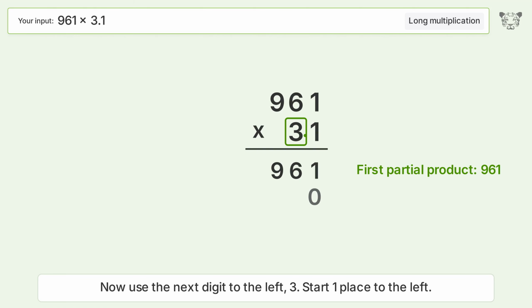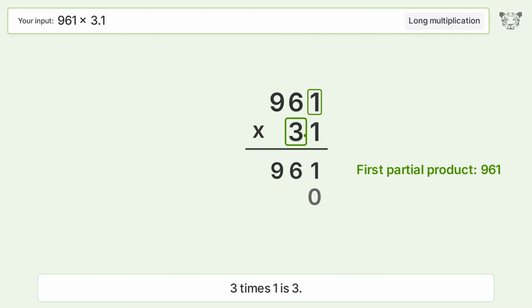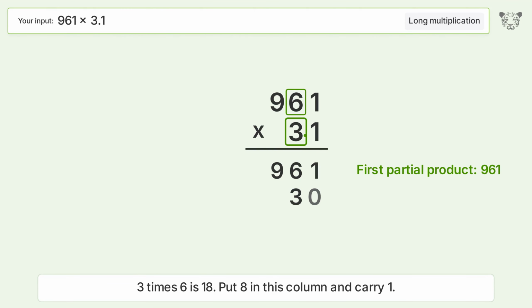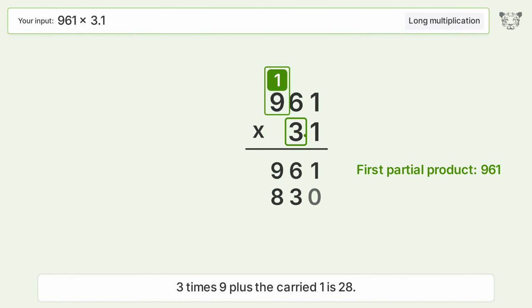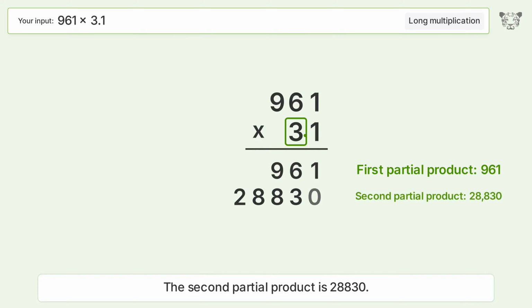Now use the next digit to the left, 3. Start one place to the left. 3 times 1 is 3. 3 times 6 is 18. Put 8 in this column and carry 1. 3 times 9 plus the carried 1 is 28. The second partial product is 28,830.